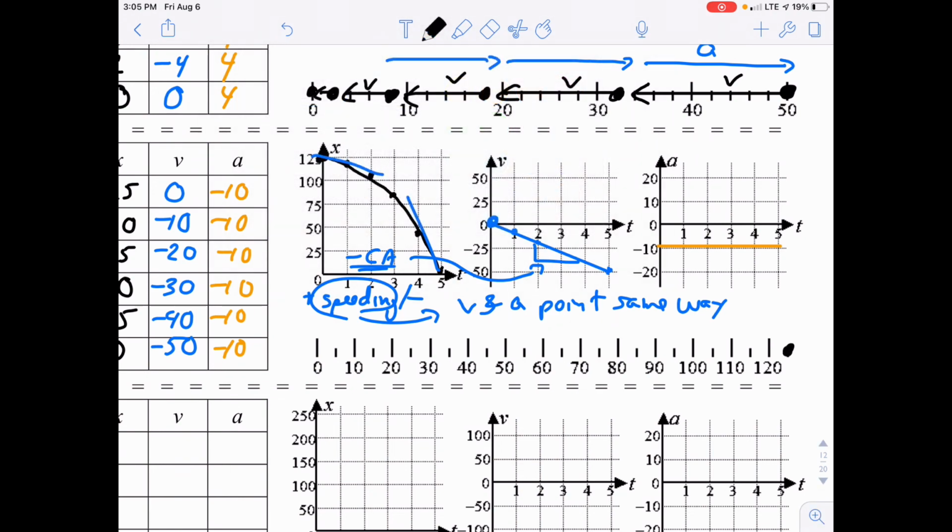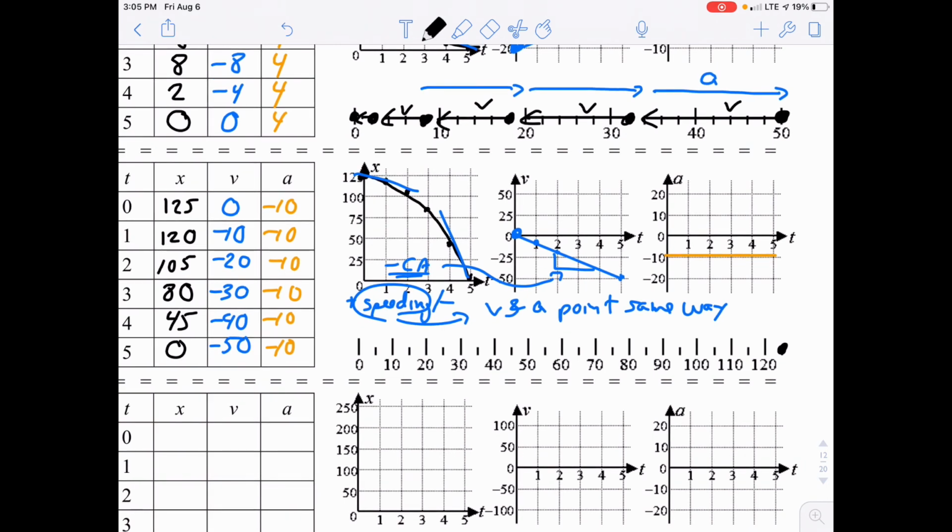Right here. And then the object's at 120. Then the object's at 105. Right here. Then the object's at 80. Then the object is at 45, then the object is at 0. So the object is doing this.